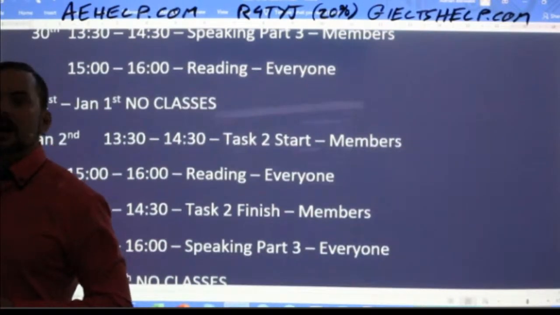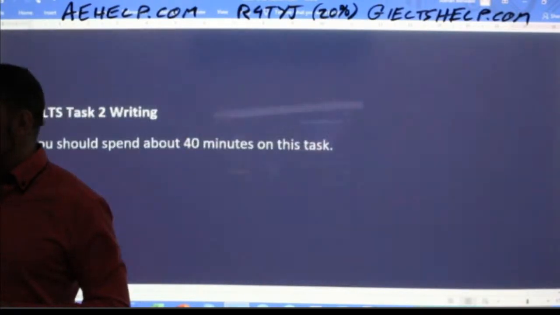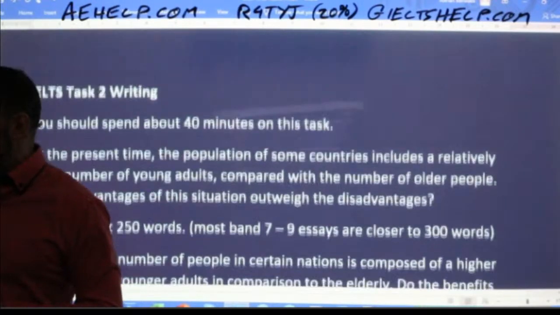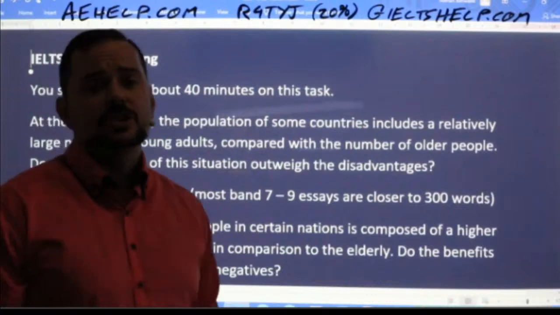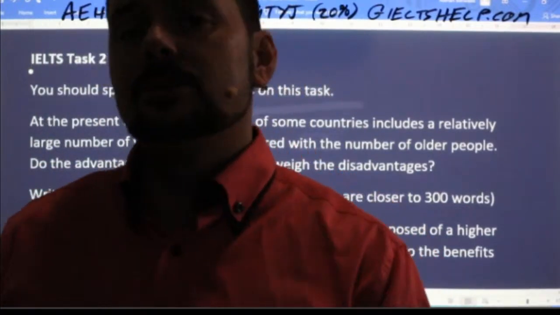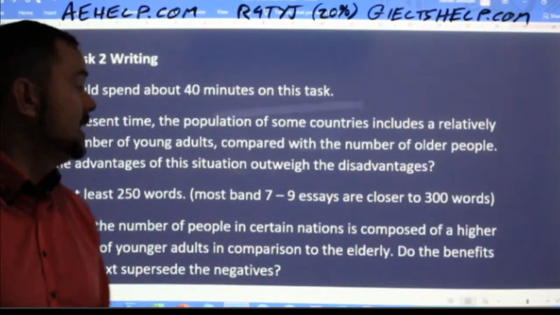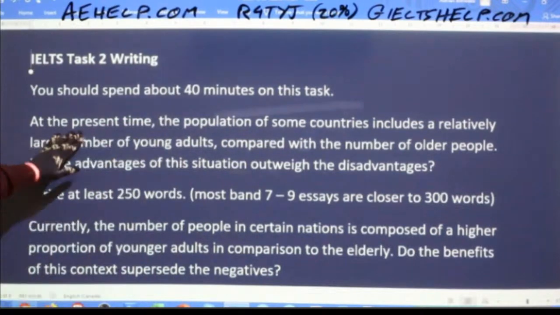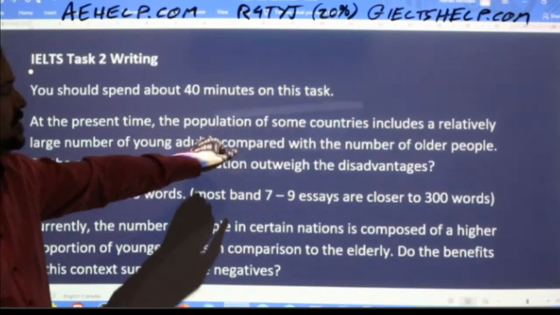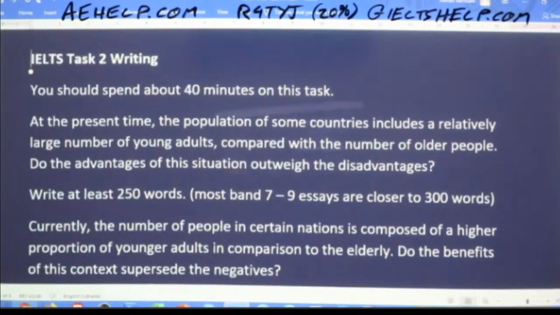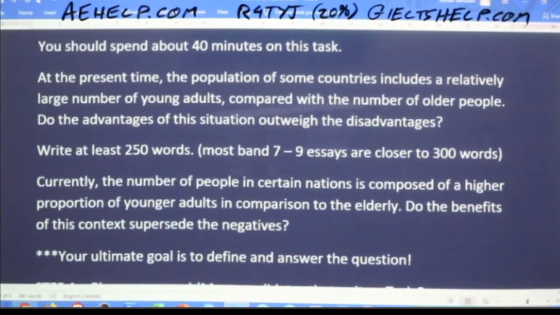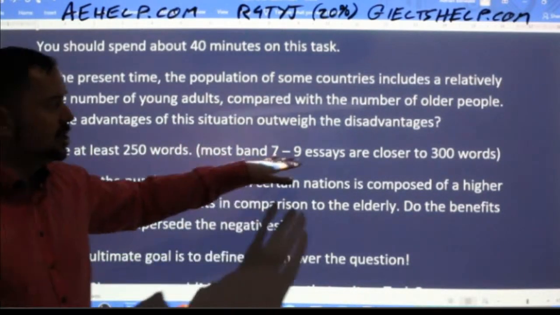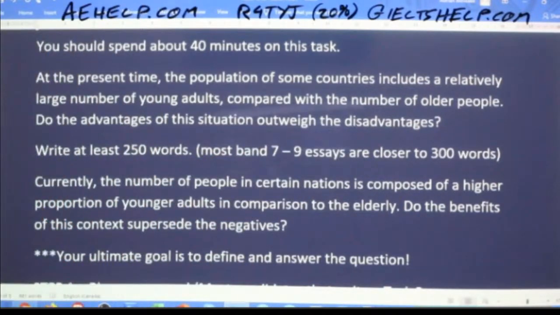So here we go with our Task 2. So this was the question that we started with yesterday. Let's just look at the question, go over the introduction, and then we'll get right into some body paragraph writing. Here we go. So IELTS Task 2 Writing, you should spend 40 minutes on this task. At the present time, the population of some countries includes a relatively large number of young adults compared with the number of older people. Do the advantages of this situation outweigh the disadvantages?